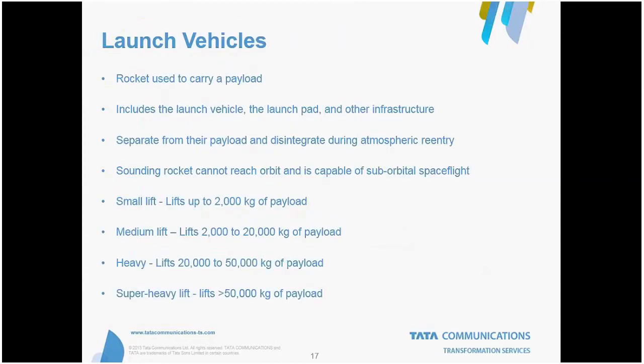Now, launch vehicles. You require a high powered rocket to place the satellite in the orbit. So launch vehicle disintegrates during atmospheric re-entry and separates from the payload. There are different types of launch vehicle: small, medium, heavy and super heavy. Depending upon the payload, appropriate launch vehicle is chosen. Examples of launch vehicles are PSLV, GSLV, etc.